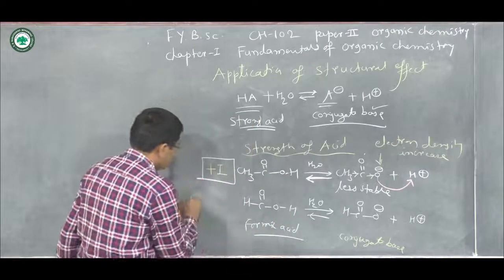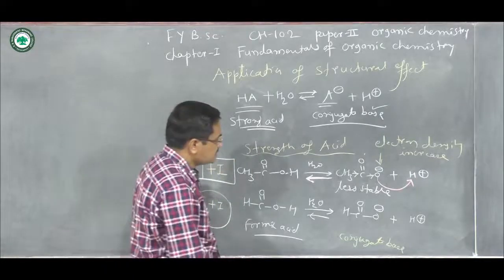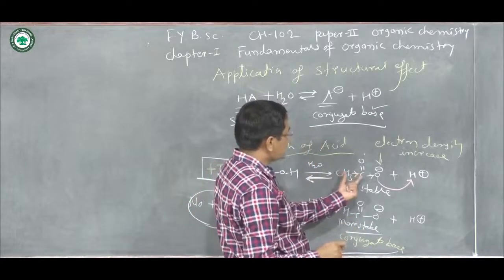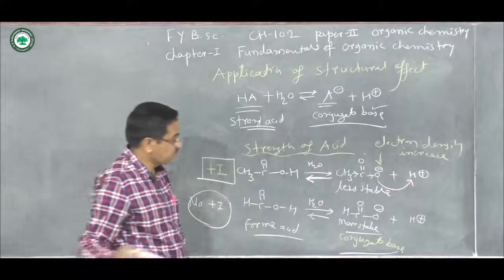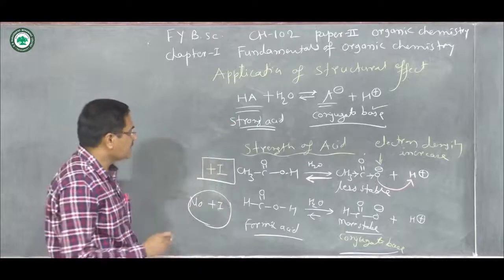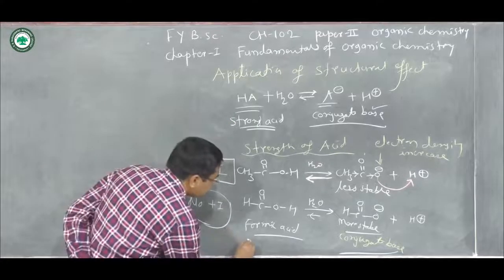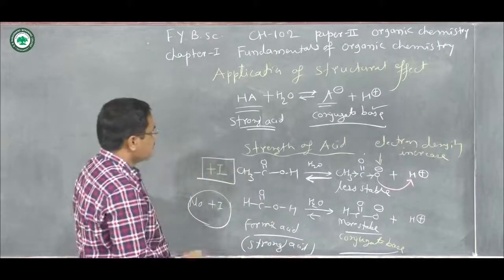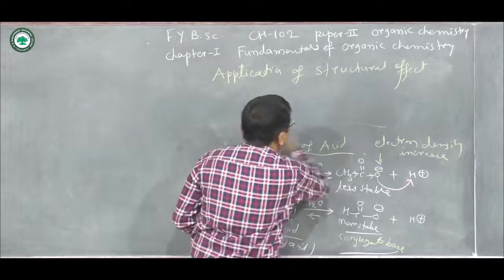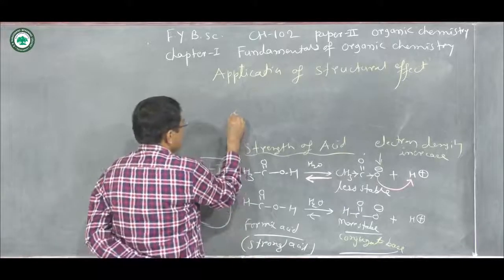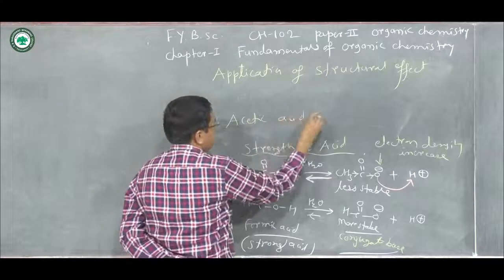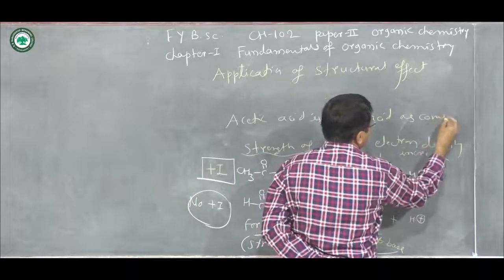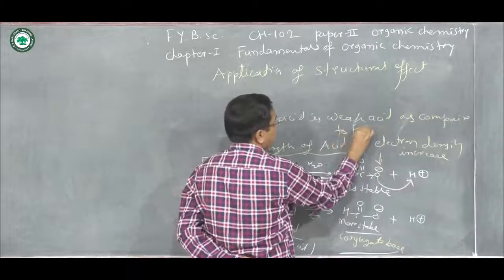Here there are no plus I or minus I effects, and hence this conjugate base is more stable as compared to this acetate ion, and hence this reversible reaction takes place less, and hence formic acid is a strong acid as compared to acetic acid. Means we can write the title here: acetic acid is weak acid as compared to formic acid.